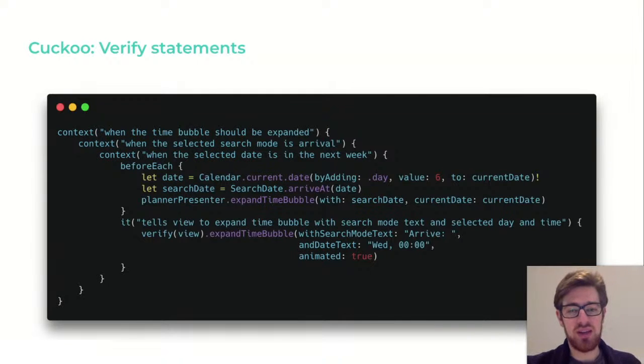Then before you run any test, we want to do a bit of setup. So we're just creating a couple of dates and then calling the plan presenter's expand time bubble function. And then we want to check with our it test that expand time bubble is being called on the view, but not just that, but that it's being called with the parameters we expect. So we expect the search mode text string to be arrive, the date text to be Wednesday at midnight, and that we're saying animated is true.